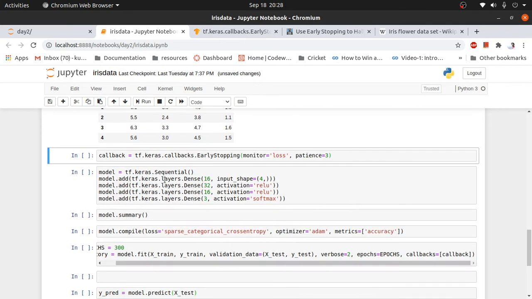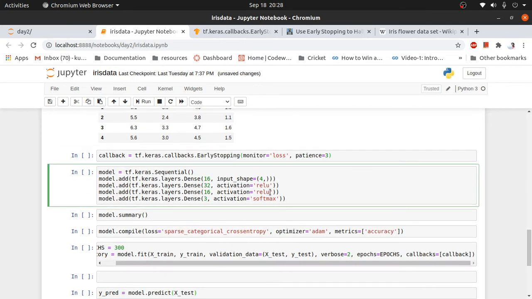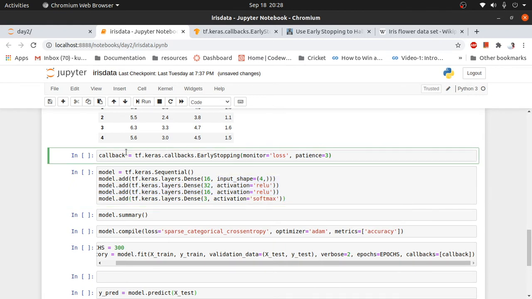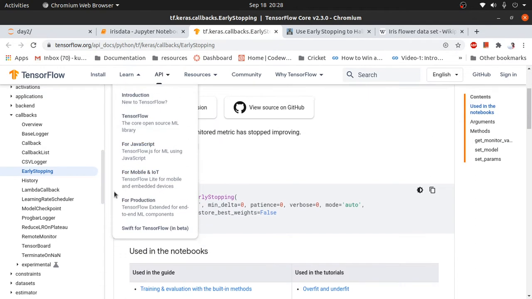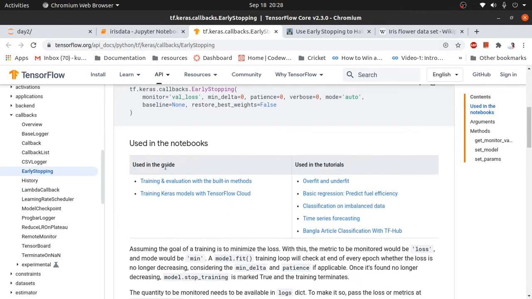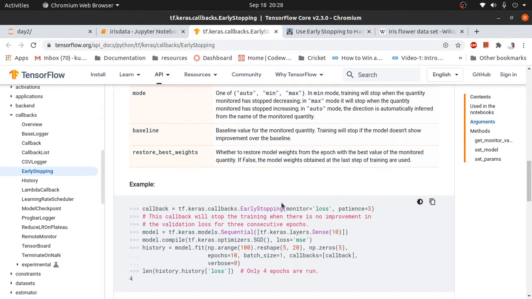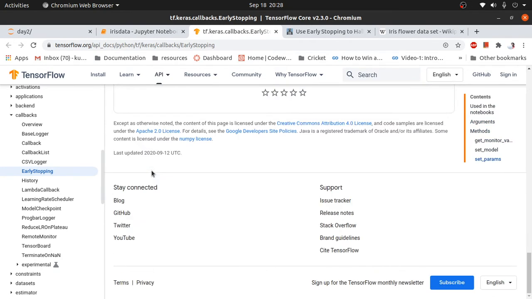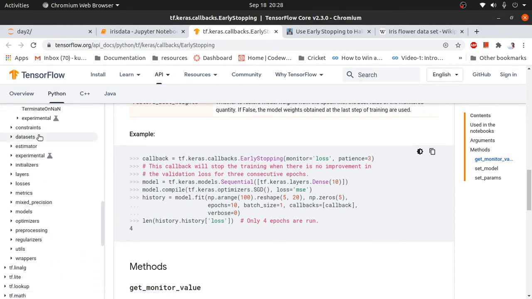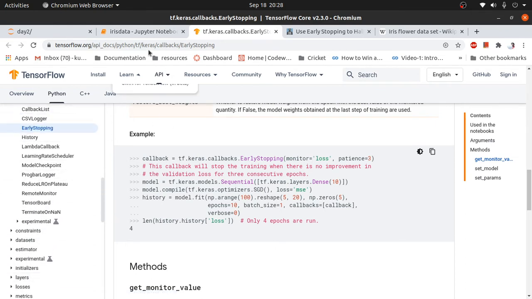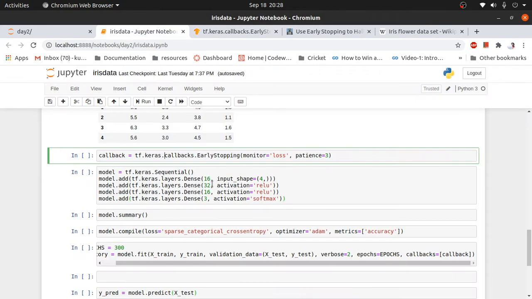Okay, so this is our model. We have taken 3 hidden layers. Also check out the TensorFlow documentation, everything is clearly and in detail explained. They have examples, so I copied this from there, so do look it up. They have also explained every function in a very clear fashion, so do check that out.